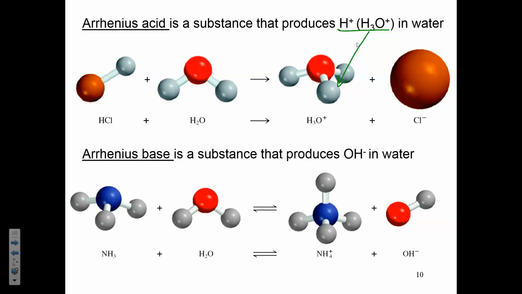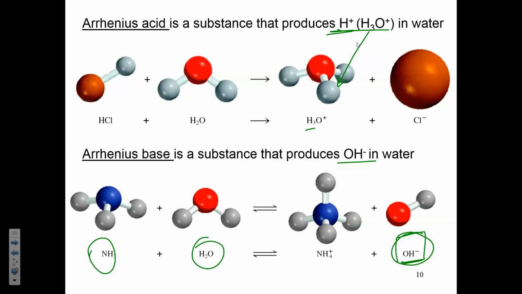So bases then, sorry, I was trying to find that figure. Bases, according to Arrhenius, are substances that produce OHs in water. And so here you can see we start off with water and NH3, and what we end up producing down here is an OH. So the difference is that with Arrhenius bases we see an OH, and with Arrhenius acids we see an H. So that is the definition based on Arrhenius.